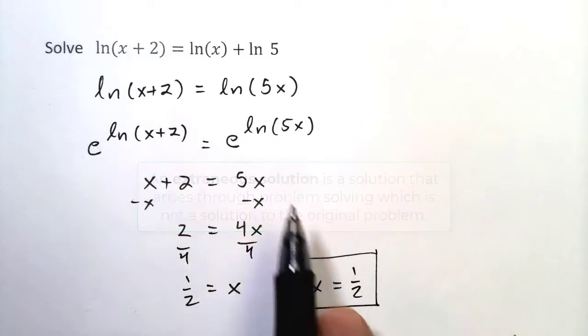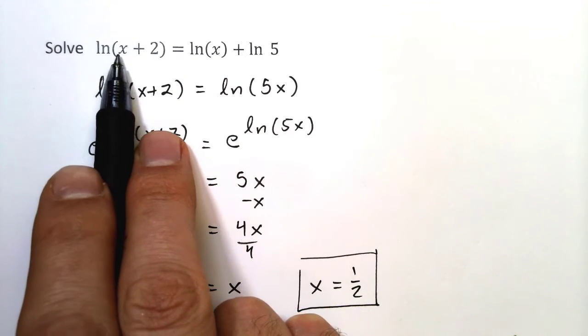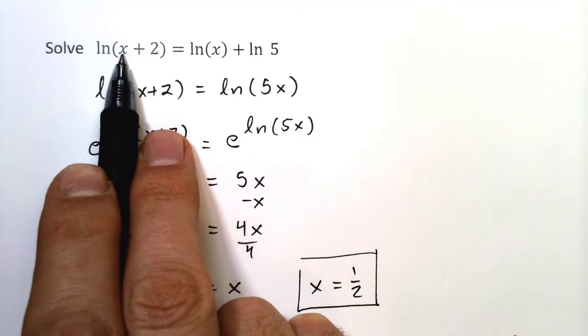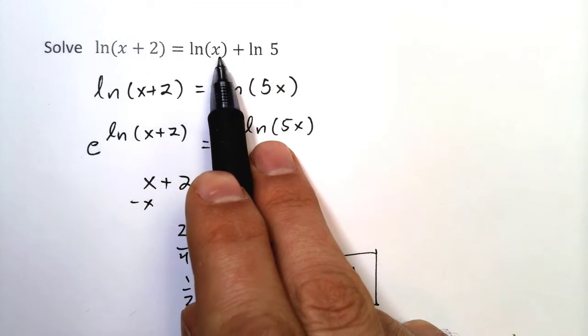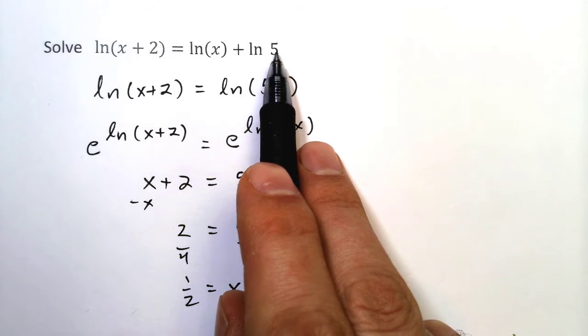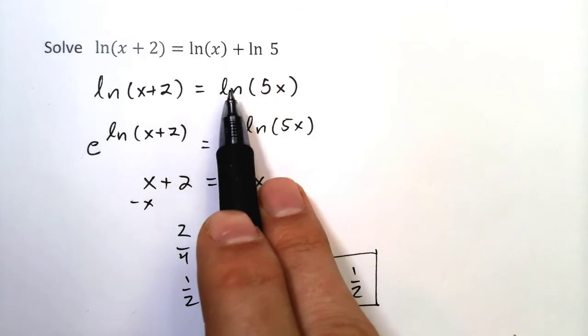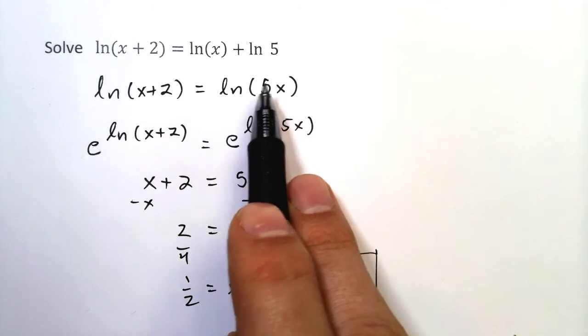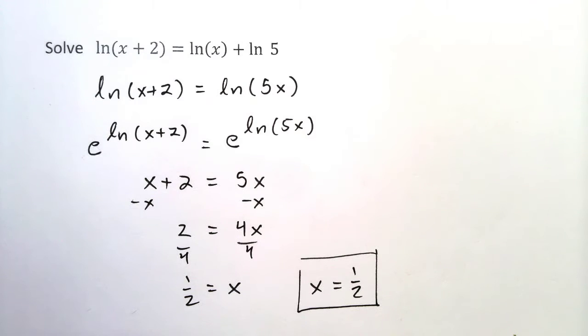If we plug this in up here, you'll see here on the left-hand side we have log of 1/2 plus 2. Well, that's 5/2. Over here, we have log of 1/2 plus log of 5. Well, remember that the property of logarithms says that we can combine these and write it as log of 5 times 1/2, and that is log of 5/2. So the left-hand side and the right-hand side do match. Everything's fine, and so this really is a solution.